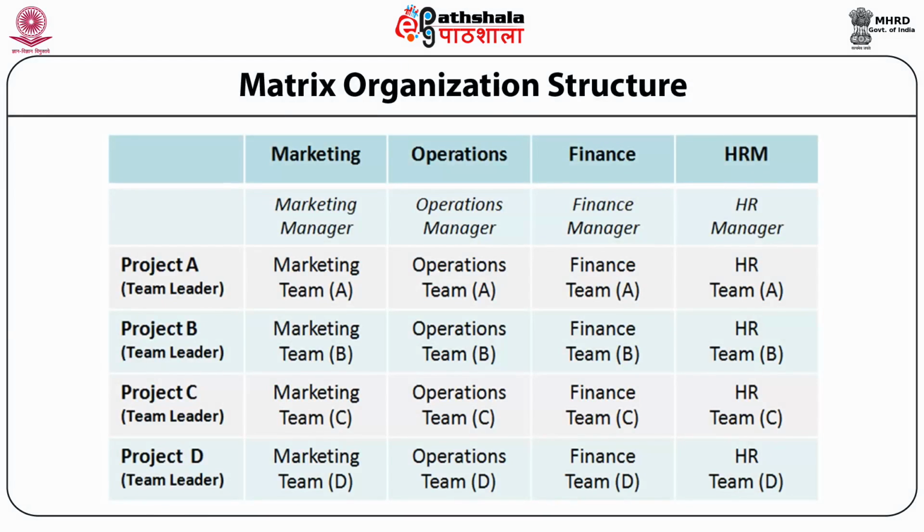As you can see in this, each team member can find himself or herself with two managers: their normal functional manager, that is the marketing manager, operation manager, finance manager or HR manager, and a team leader of the project. So this is very well explained in this diagram.